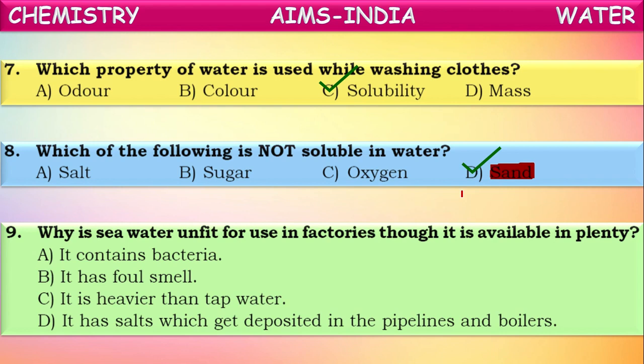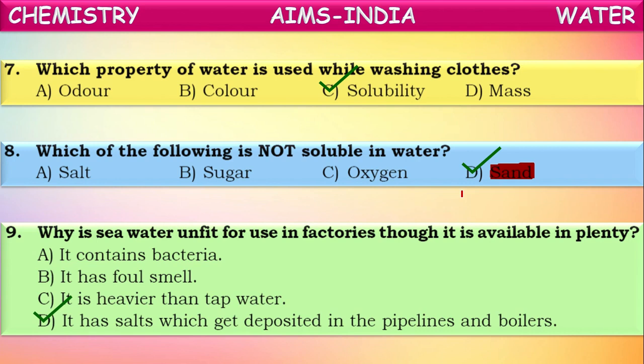So the next one: why is seawater unfit for use in factories though it is available in plenty? Yes, seawater is available in plenty, isn't it? Most of the water is present in the seas itself. Around 97% of water is present in the oceans and seas. So even though that much water is available, it is not suitable for use in factories, agriculture, and even for domestic purposes also. Why? What is the main reason for that?